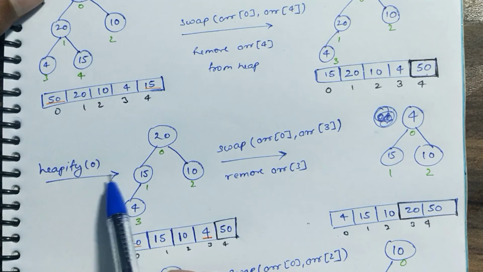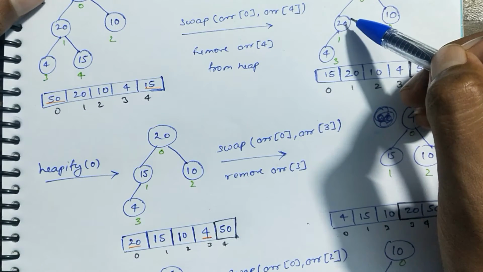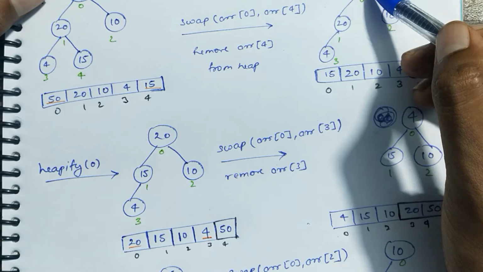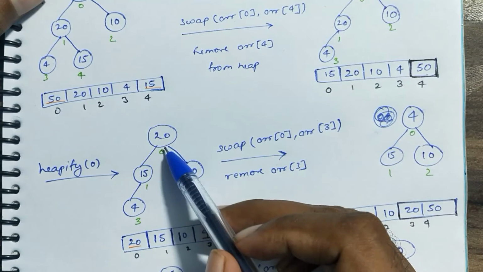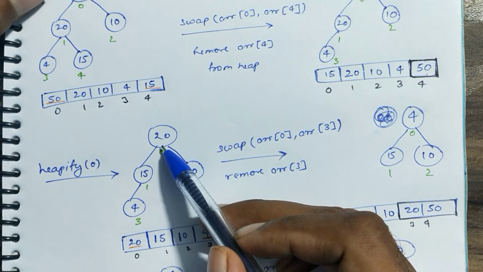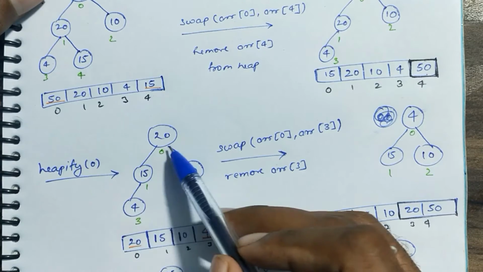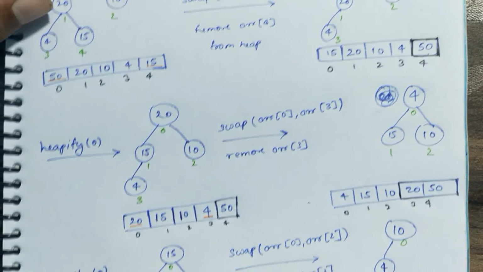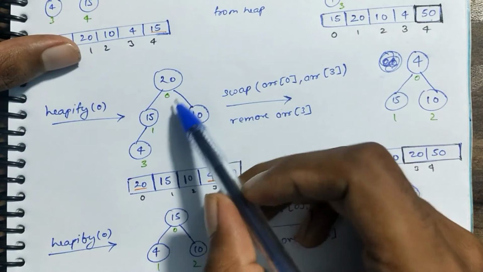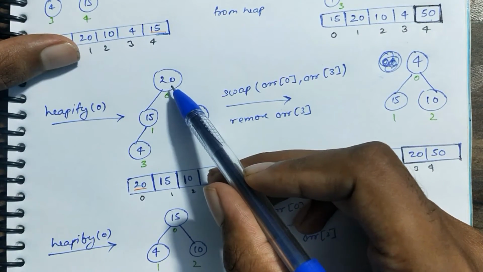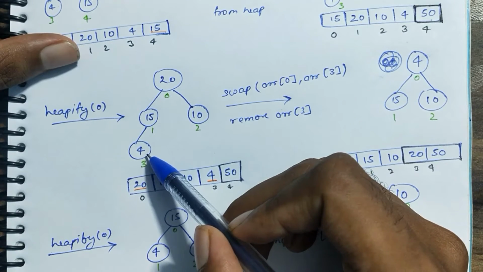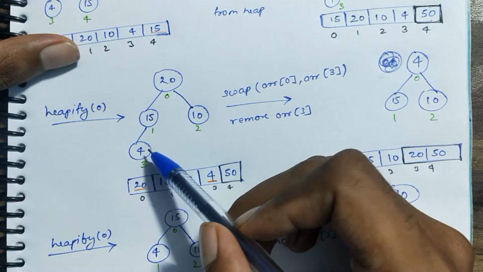After calling heapify, 20 will get swapped with its parent, and 20 will come here, 15 will come at the place of 20. So it will become a max heap after calling heapify for the root node. So again it has become a max heap. Now again we will repeat the previous step, that we will swap the first, that is the root element, and the last element, and after swapping we will remove the last element from the heap.